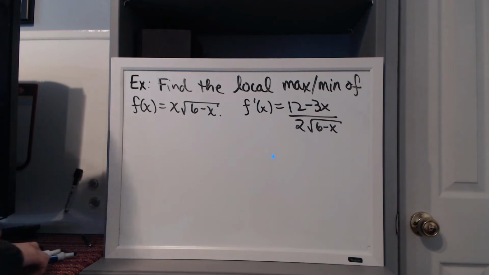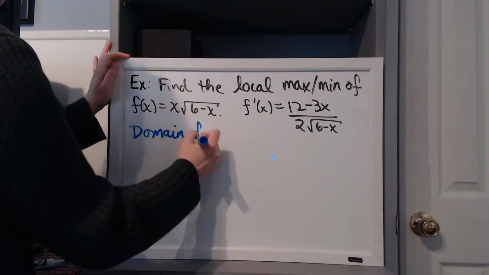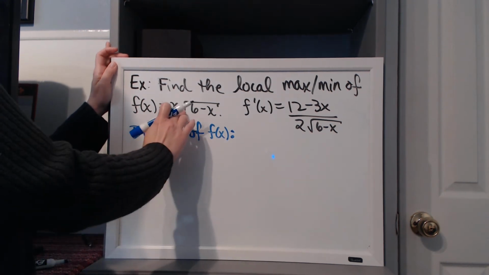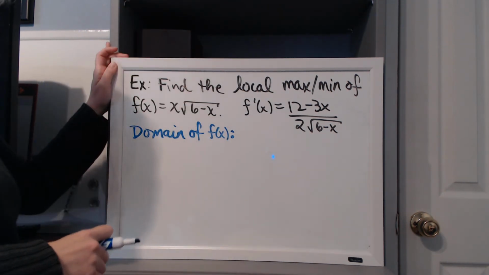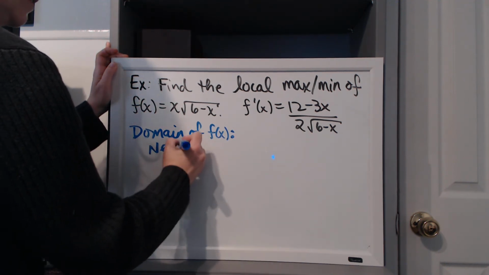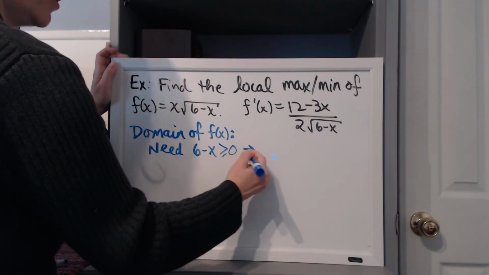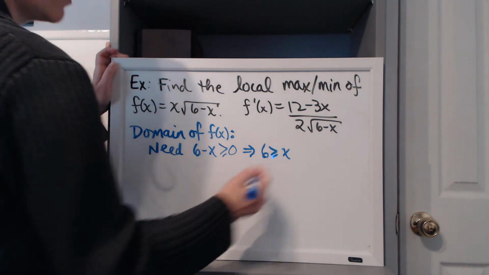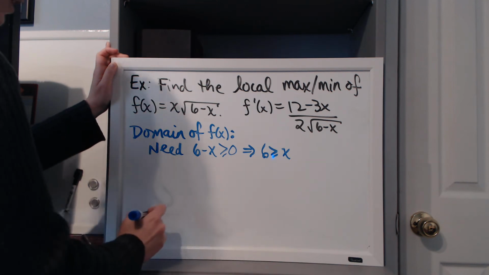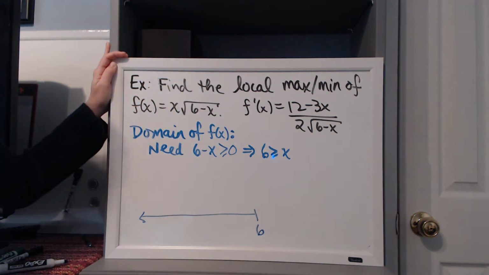But one thing we have to be aware of here is that the domain of the function is not all real numbers. Because we have the square root here, we know we're not allowed to have a negative real number under the square root, so we need 6 minus x, which is under the square root, to be greater than or equal to 0. So that means 6 is greater than or equal to x, or x is less than or equal to 6. So when we're talking about the number line, we're really only talking about values up to 6.